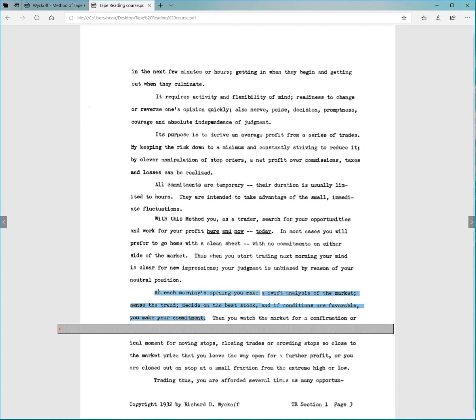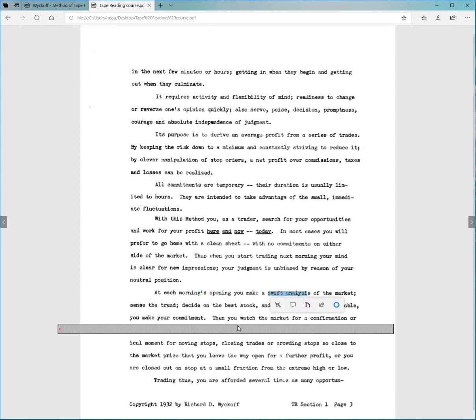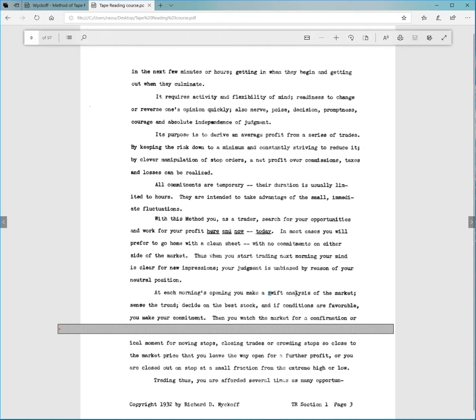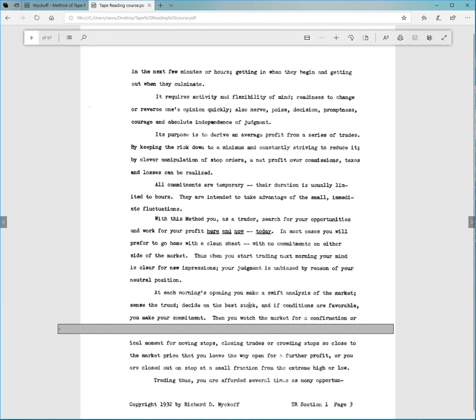This is a little framework, actually. People don't realize that when they read this. In the morning, at the open, you do analysis. You don't just trade. You do analysis at the open. Second, you sense the trend. How do you do that? It doesn't say yet, but we'll get to that. That's step 2. Step 3, decide the best stock. How do you do that? Talk about that later. Decide the best stock.